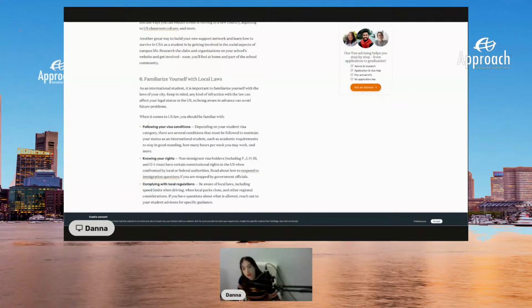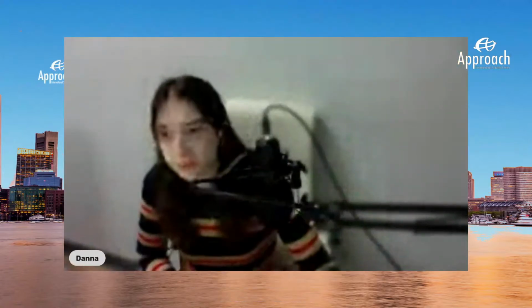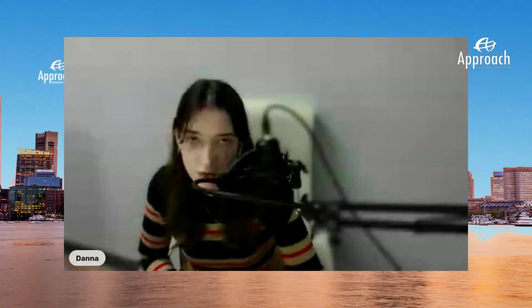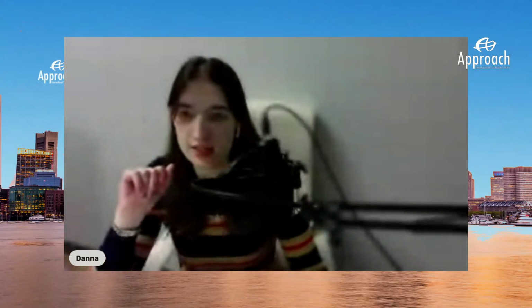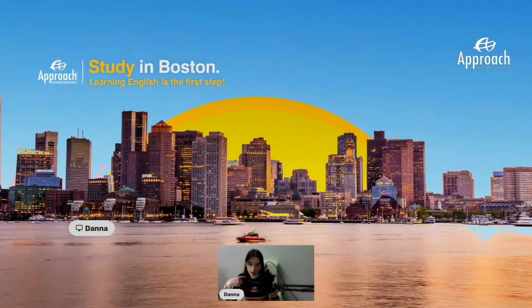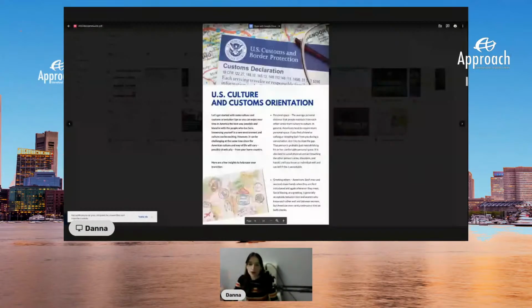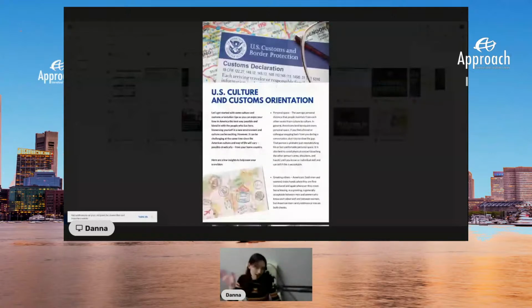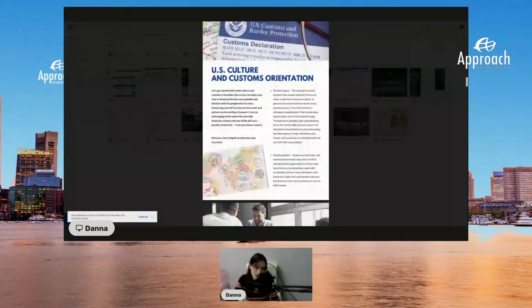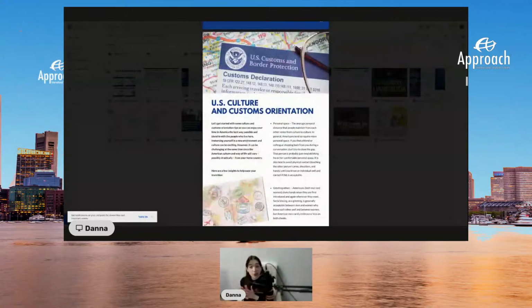All right, so I'm going to stop sharing this tab, because I want to go forward and show you another part of this, which is something that we share here at Approach, which is our welcome guide. And here we talk a bit about US culture and customs. Why is this important to know? It's a 101 for international students, for you to already have in mind a bit of what the culture is in the US.